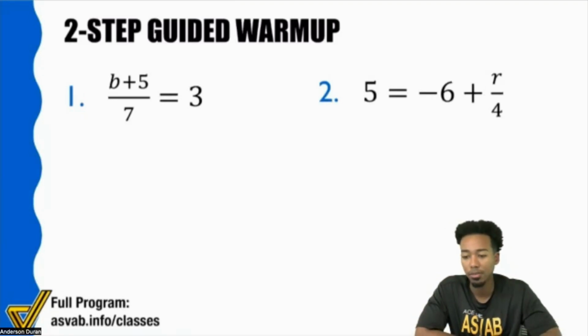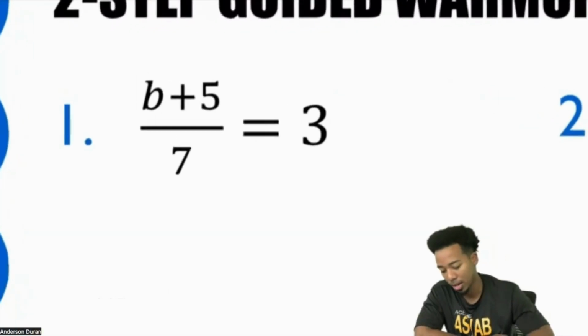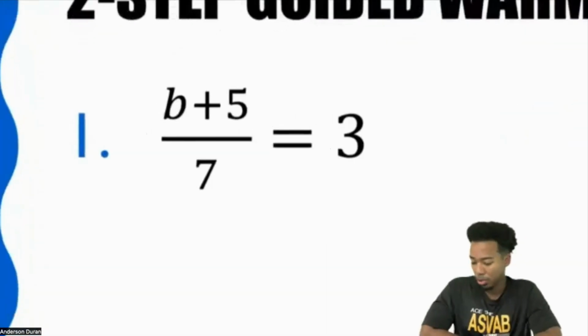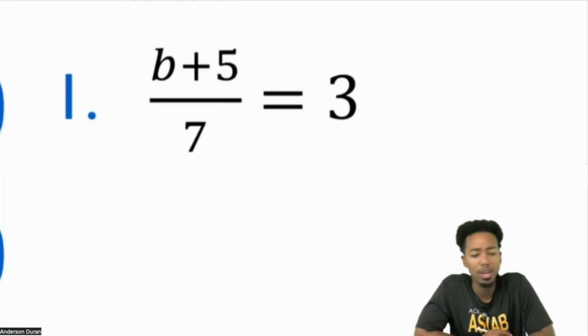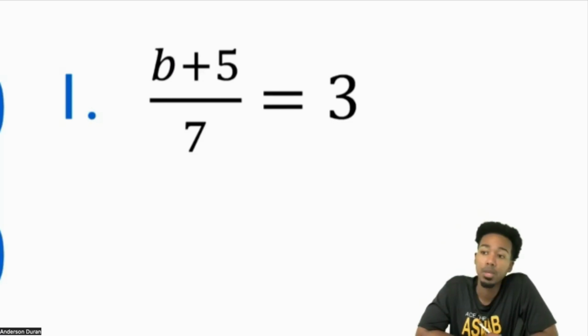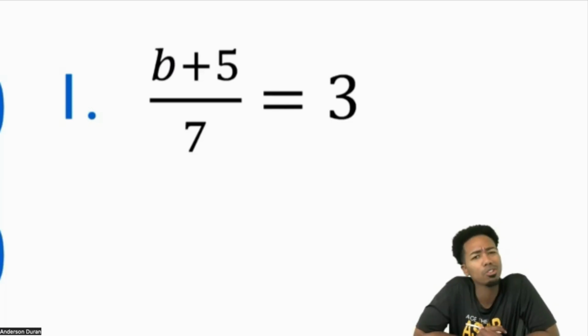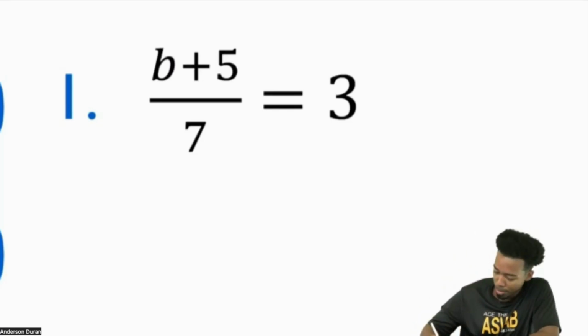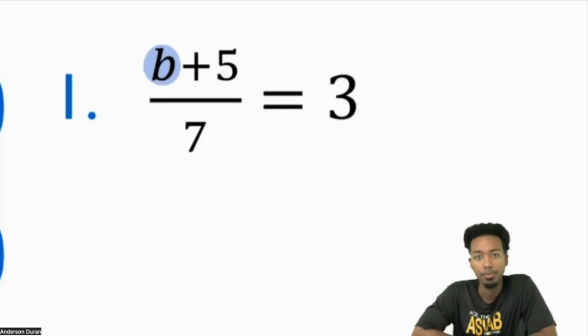So let's take a look at this first one here. Let me zoom in to not distract you. Notice these are both very different problems too. But let me just show you how applying techniques the right way gets you all the way through this. B plus 5 over 7 equals 3. Well, let's first point out what we're trying to solve for. We're trying to solve for B.